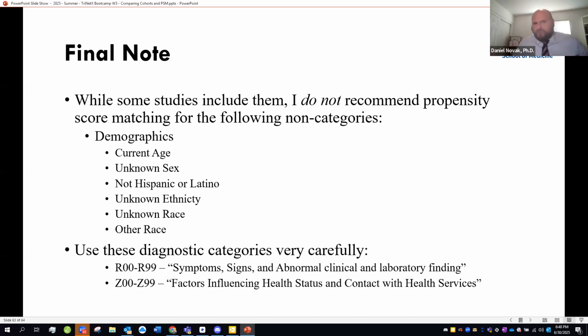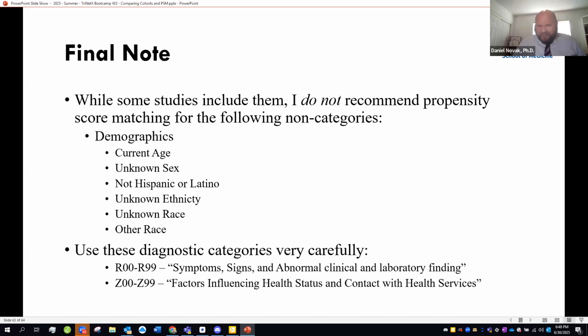Same with unknown race or other race. We really just don't know what those mean, and they're not adding anything to your model. Other race could mean that the person's biracial, or it could mean that they believe themselves to be of an alien race. I don't know. We really have no clue what that refers to. Same with unknown race. It might mean they just didn't check a box, right?